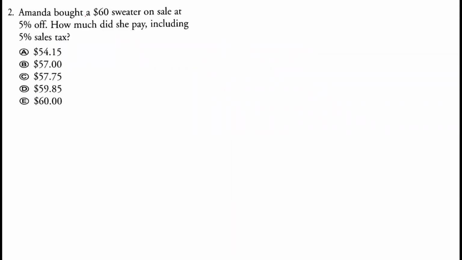Question 2. Amanda bought a $60 sweater on a sale at 5% off. How much did she pay including 5% sales tax? So the sweater was $60 and it was selling at a 5% discount. So 5% of 60 equals $3. 60 into 5 over 100, so the zeros cancel. 5 sixes are 30. 30 divided by 10 equals 3.